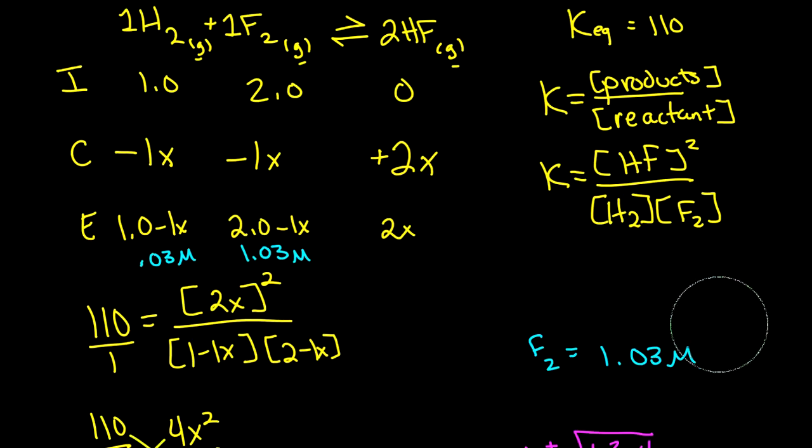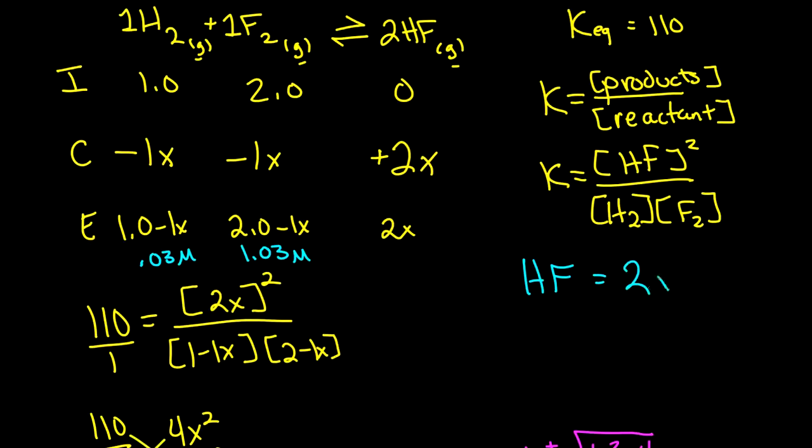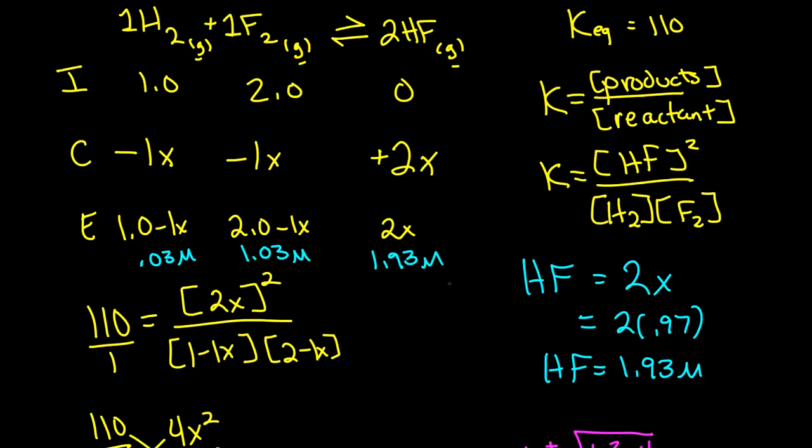And then we can do the last concentration. The concentration of HF is 2 times x, so that's going to be 2 times 0.97. So HF is 1.93 molar. It's 1.93 molar, and there are our answers. Those are the equilibrium concentrations. So once this reaction reaches a point where there's no observable change, the concentrations will be 0.03, 1.03, and 1.93 for each respective species.